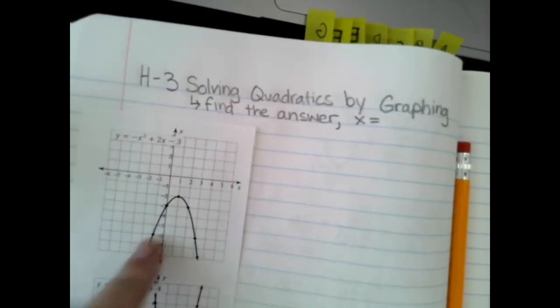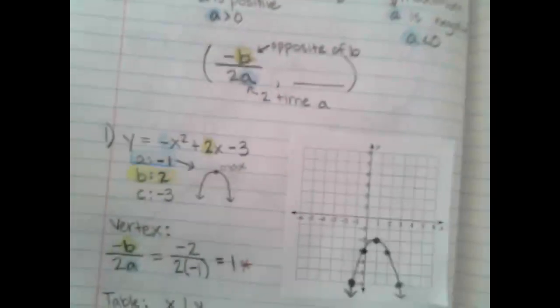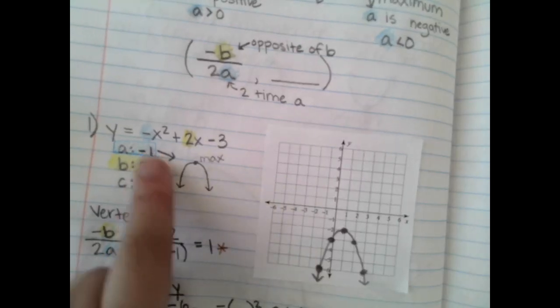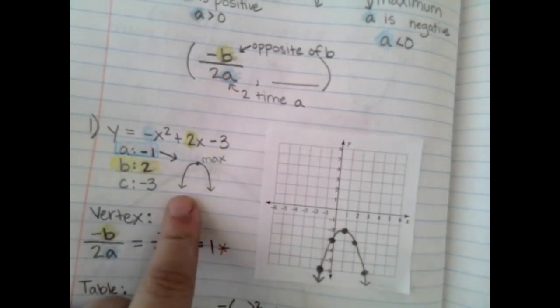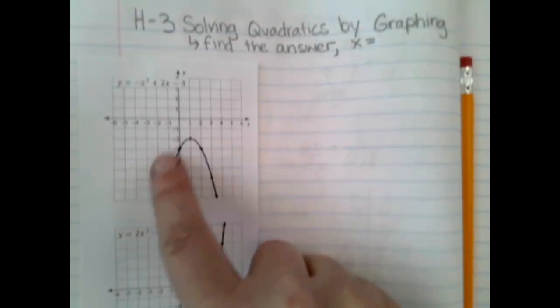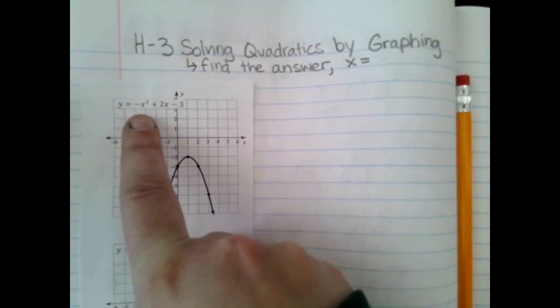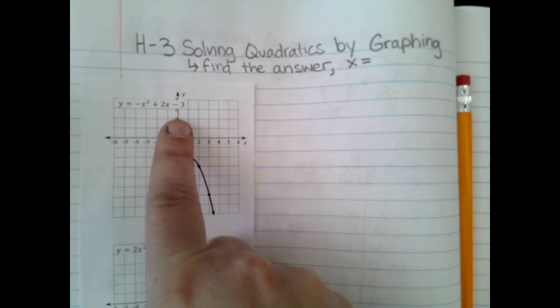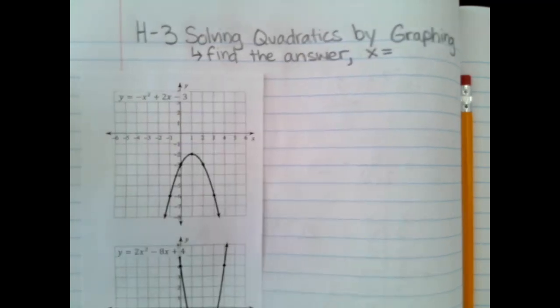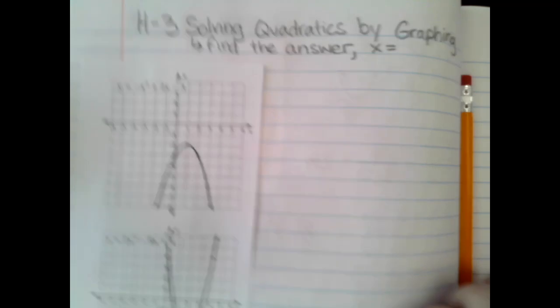Okay, so if you take a look at our first quadratic here, it actually matches our quadratic we did yesterday. We actually already graphed this. We took time to go through it. So I just wrote down that graph, put it on a graph for us. Y equals negative x squared plus 2x minus 3. Okay? So our first thing that we're going to solve for is x.